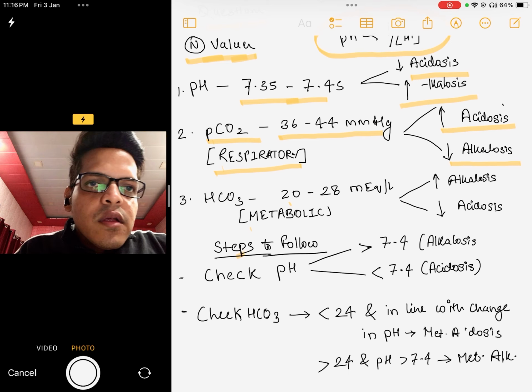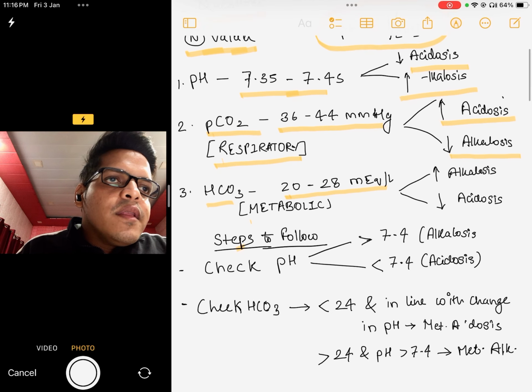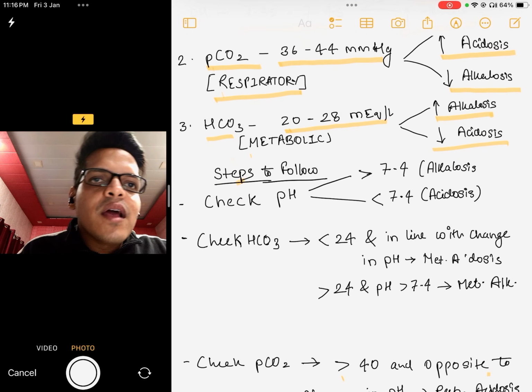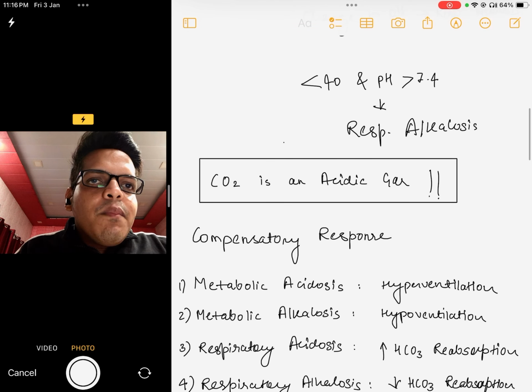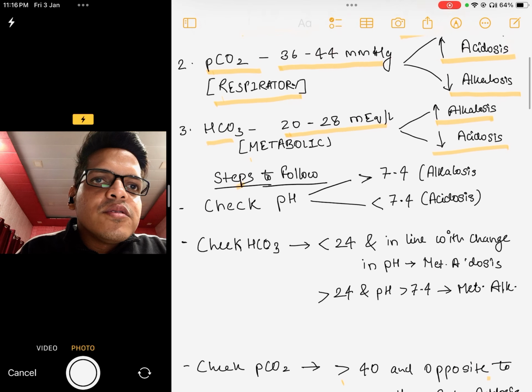All right. Now coming to HCO3. HCO3 normal range is 20 to 28 milliequivalent per liter. It is increased in alkalosis and reduced in acidosis. Opposite of what is happening with PCO2, which was increasing in acidosis. Another thing is that CO2 being an acidic gas, whenever it is increased, there will be acidosis.